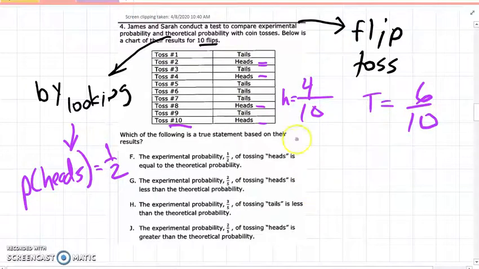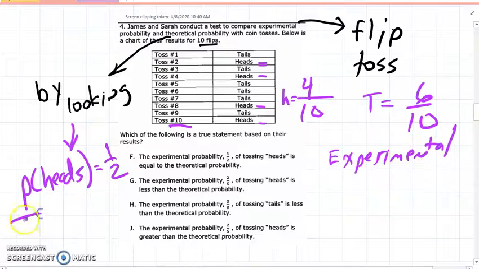Okay, so now you have to compare. Maybe you can simplify these fractions. Now you can read the statements, each one. These are the experimentals. Okay, these are experimental probability. This is a theoretical. It's up to here. This is experimental. This is a theoretical.